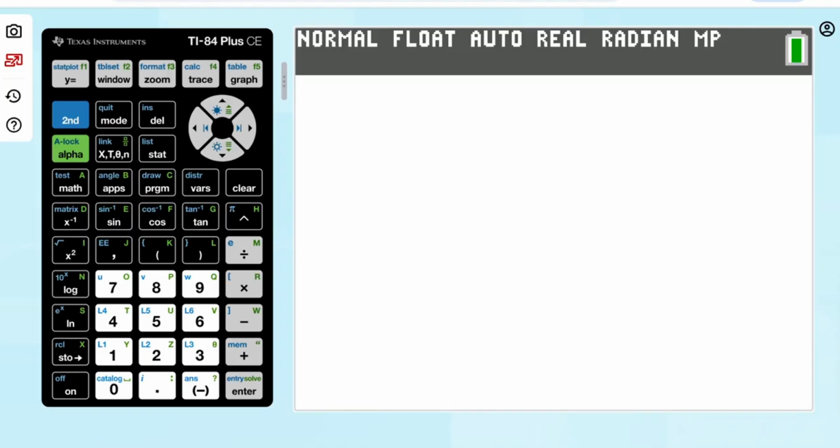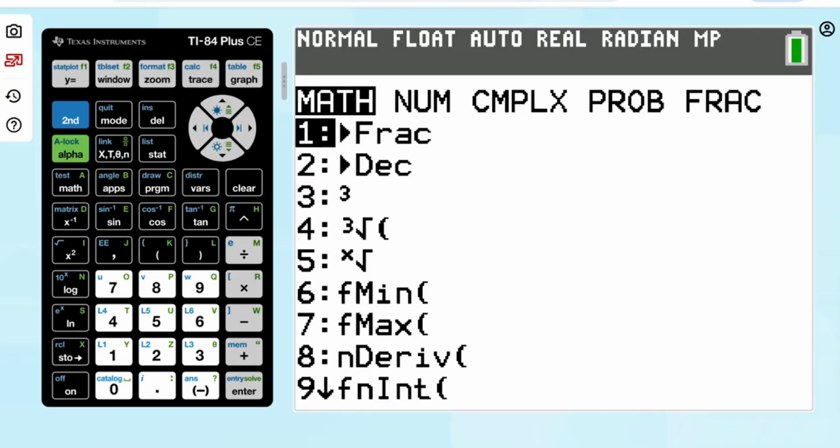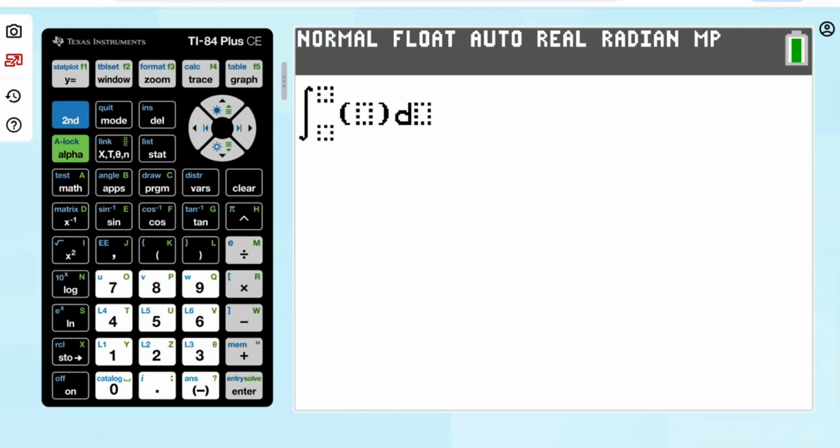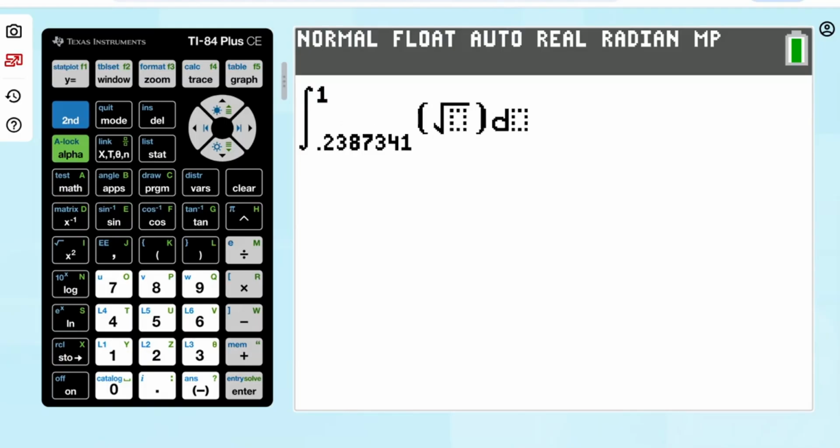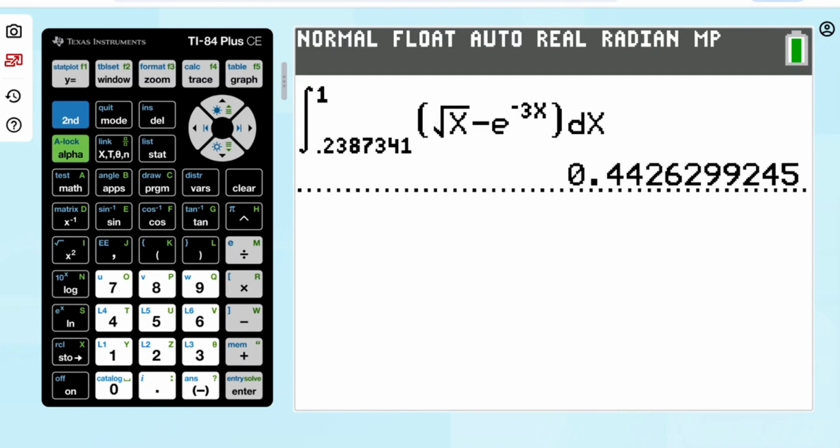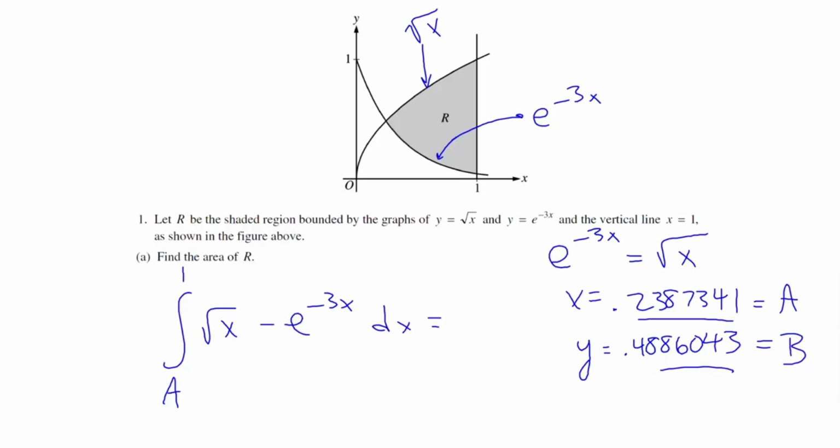We'll hit second, quit. We're going to hit math, option number 9 for an integral. And we're going to go from that a value, which we just said was 0.23873341, up to 1, of the upper function, which we knew was root x, minus our lower function, which was e to the negative 3x dx. And we end up getting 0.443 when we round.